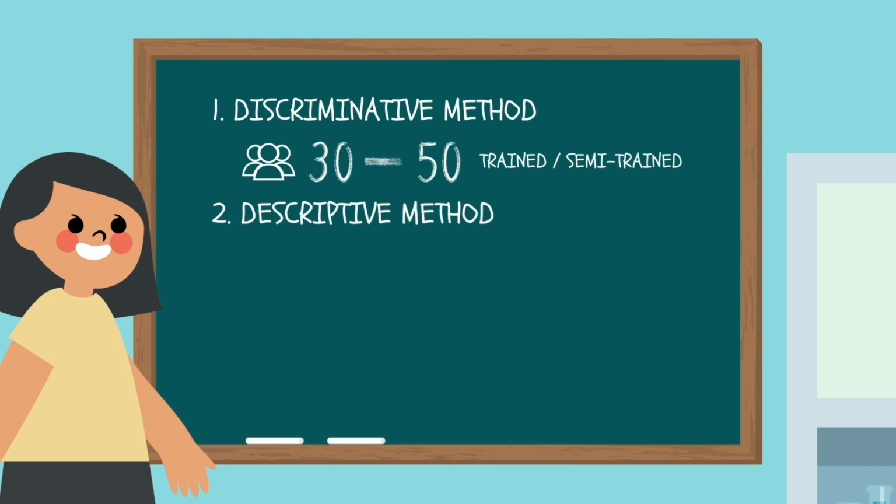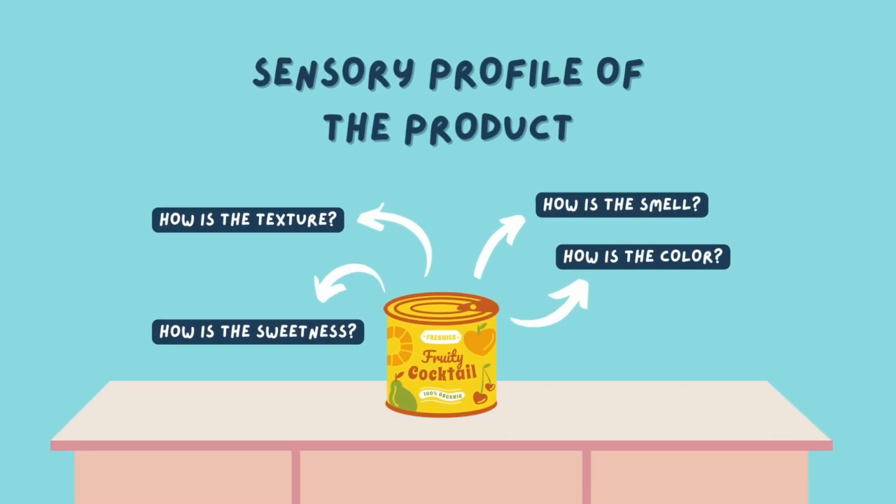In contrast to the discrimination method, the ideal number of panelists to use in the descriptive method is fewer, which is around 10 to 15 people. This is because in this method, the panelists used must be trained panelists. The use of trained panelists is carried out in order to obtain a sensory profile of the product so that the evaluation must be carried out objectively.